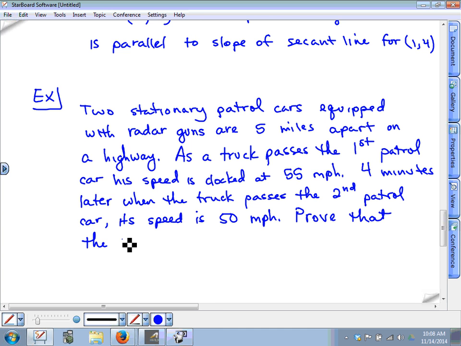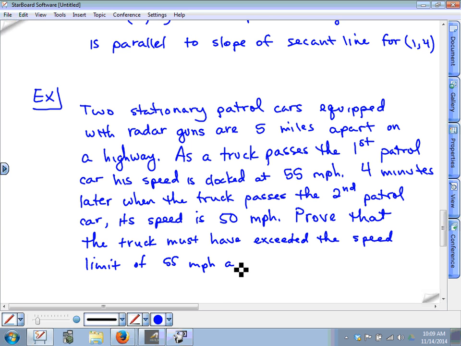So our task is to prove that the truck must have exceeded the speed limit of 55 miles per hour at some point in between. Oh, these cops are jerks. They're going to pull him over? They're doing all this math. Based on these two readings, he must have exceeded the speed limit. In the future, all cops will be mathematicians. You just have two cars, and all of a sudden they're like, this is an illustration of the mean value theorem.